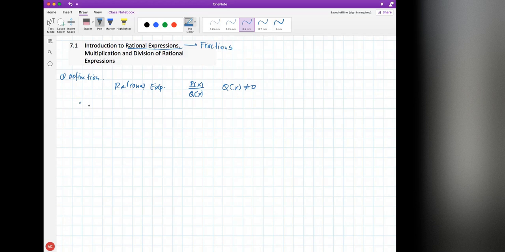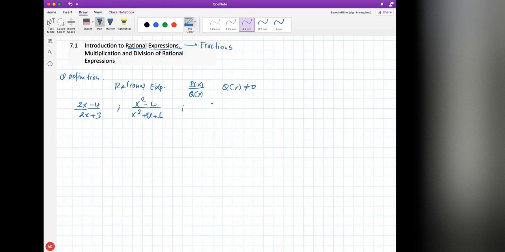Example, 2x minus 4 over 2x plus 3. So that's a rational expression. As you can see, we have a binomial here and another binomial. Could be also a trinomial, for example, something like this. Okay, a binomial over a trinomial.